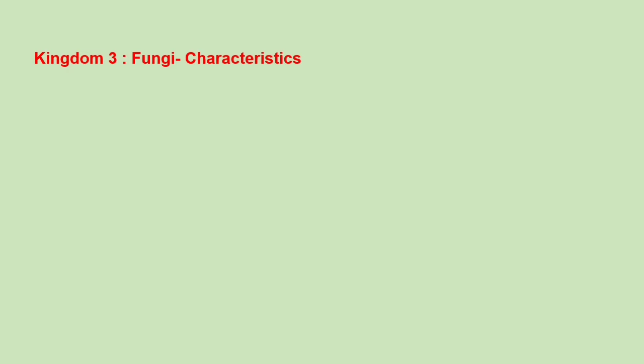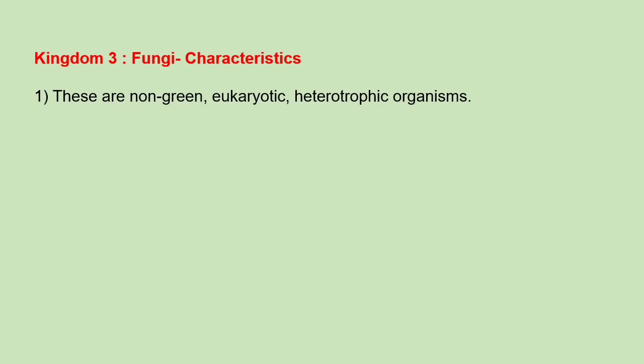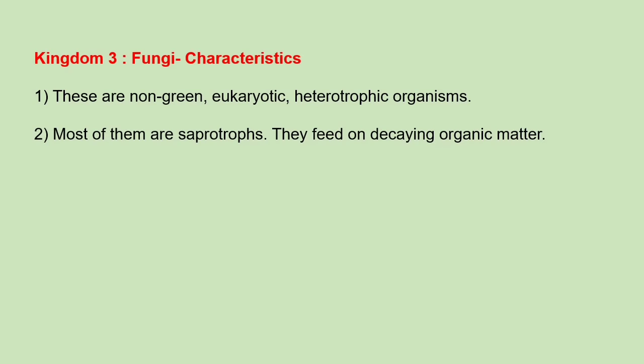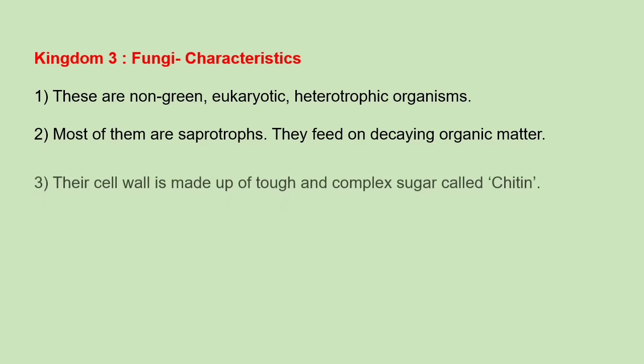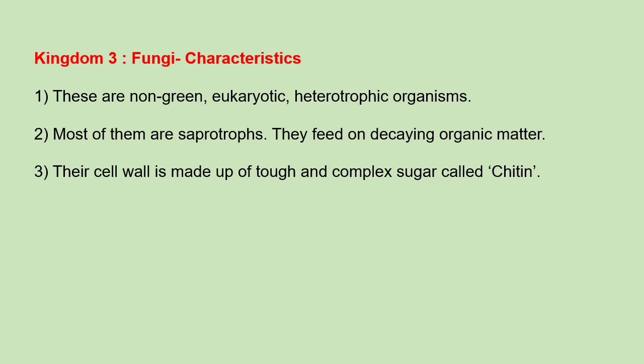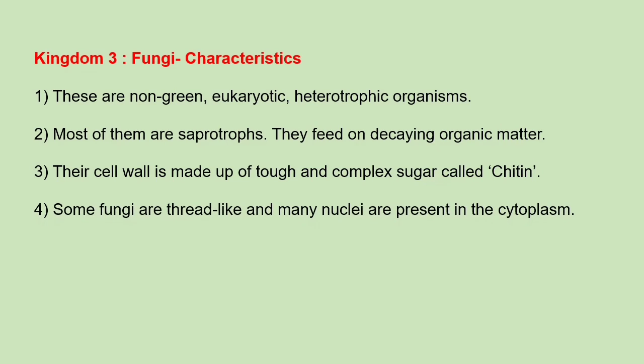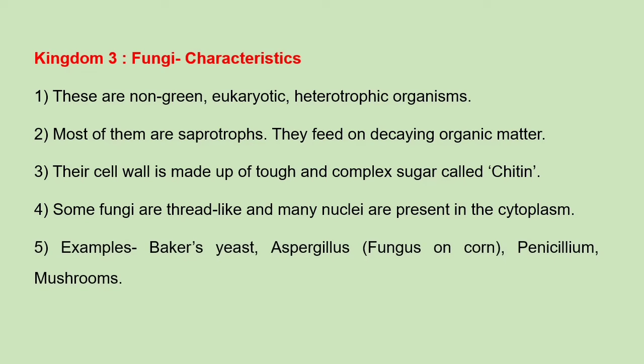Kingdom 3. Characteristics of fungi are: these are non-green, eukaryotic, heterotrophic organisms. Most of them are saprotrophs. They feed on decaying organic matter. Their cell wall is made up of tough and complex sugar called chitin. Some fungi are thread-like and many nuclei are present in the cytoplasm. For example, baker's yeast, Aspergillus, Penicillium, mushroom, etc.